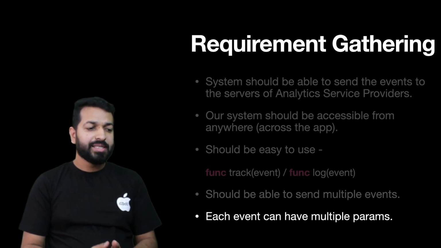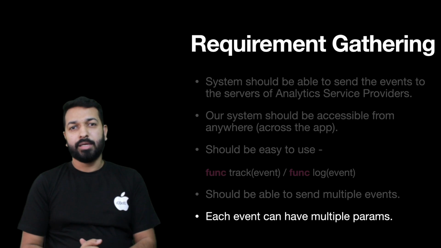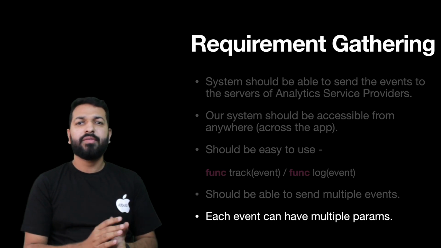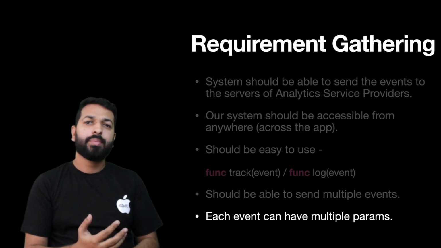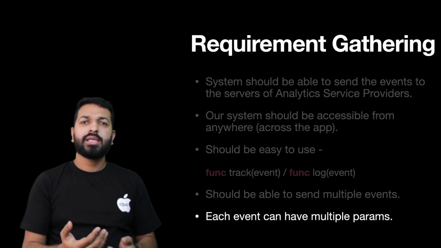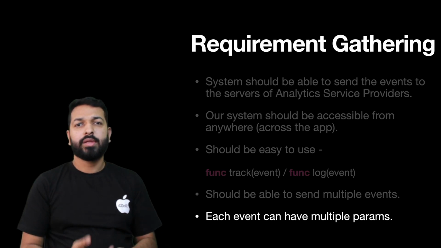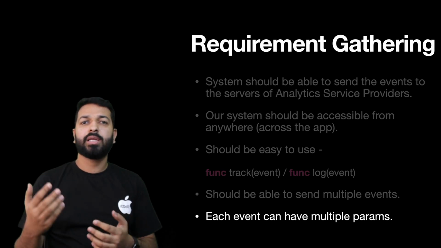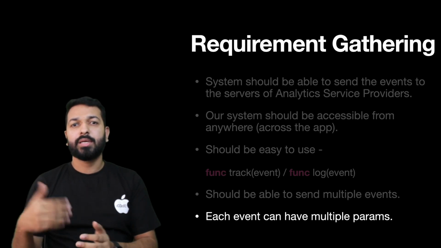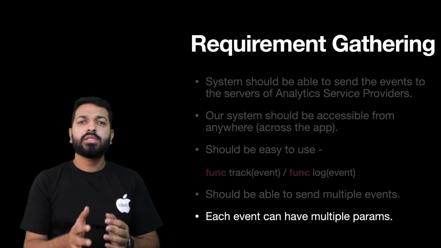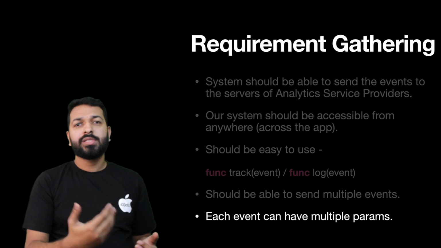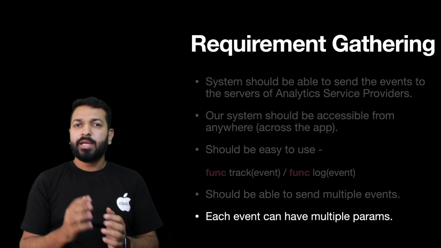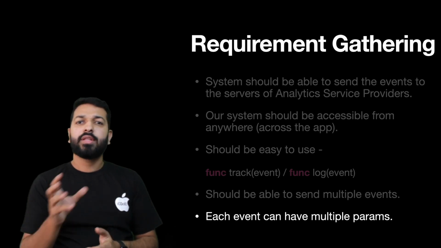The next requirement says that each event can have multiple parameters. So what it means is that each event will have different parameters. For example, download success. In this case, maybe you want to send the content ID to the analytics services so that the product team can track that this particular content is being downloaded frequently. And in case of download failure, maybe you want to send the error along with that so that it can be analyzed why download is failing for this content.